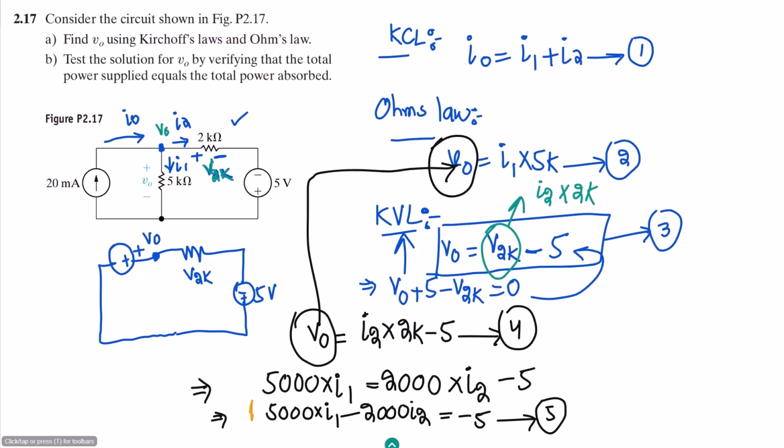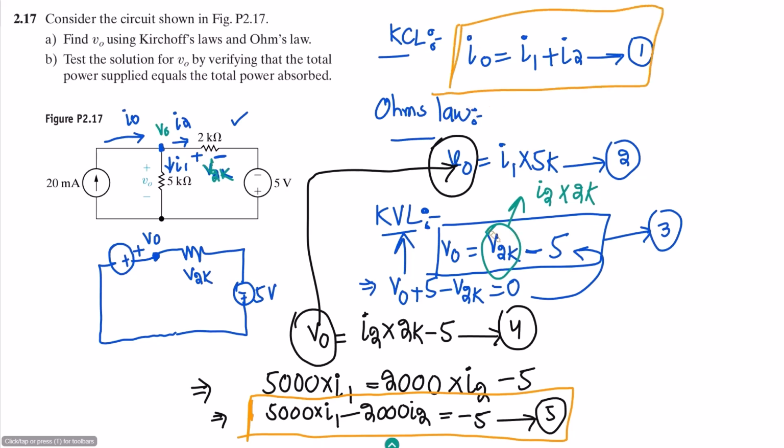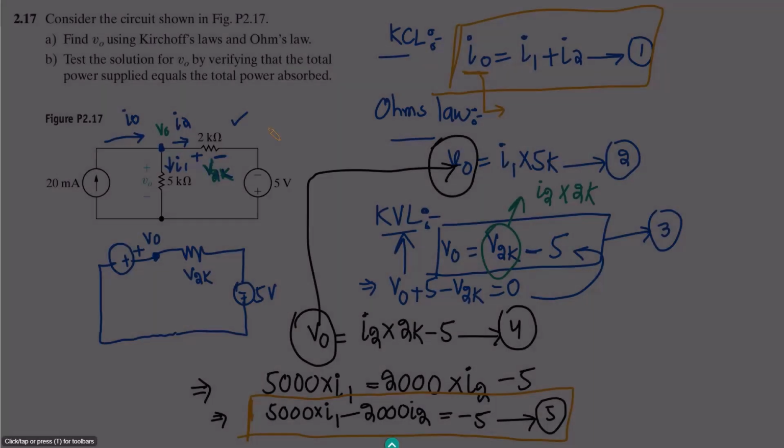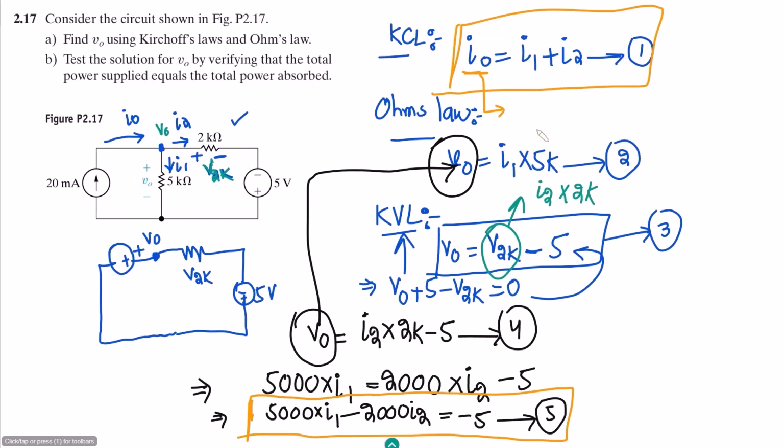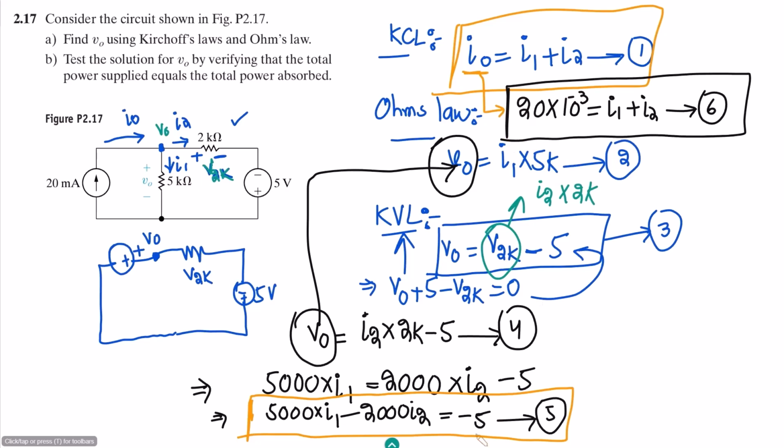So now the first equation is here, the second equation is here. In these two equations, let us compare them, and we have to put the value of I naught here as well. The value of I naught is 20 milliamperes, so that is 20 into 10 to the power minus 3, equal to I1 plus I2. Let me call it equation 6. Now we have this equation and equation 6, and we can find the values of I1 and I2 from those equations.